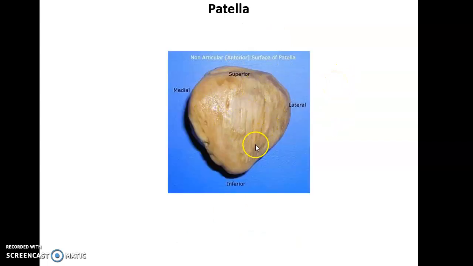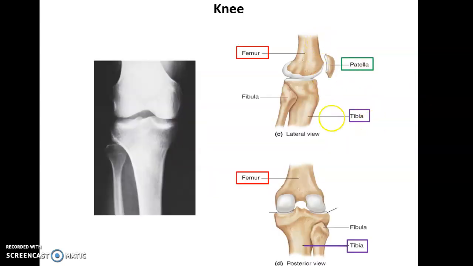Here's the patella, a slightly triangular bone that forms the kneecap. Here is the knee joint, and as we can see, you have the femur, the patella, and the tibia. So the three bones that articulate to form the knee joint are the femur, patella, and the tibia.